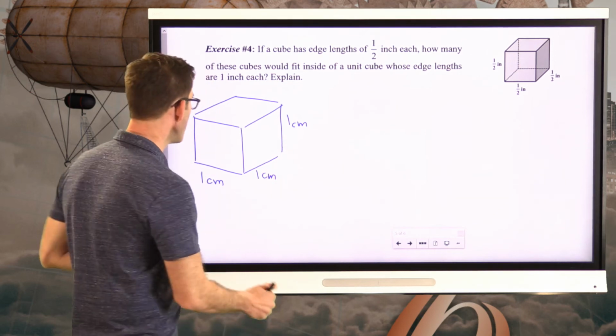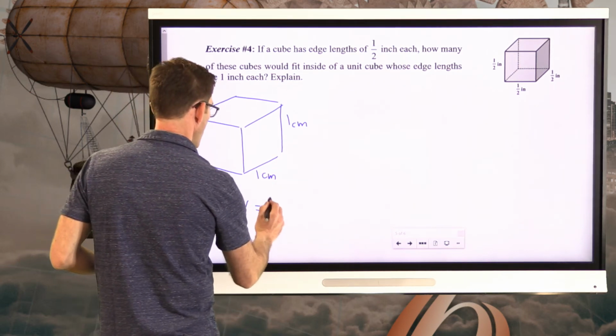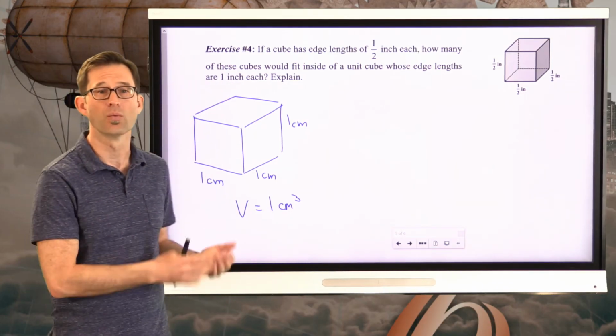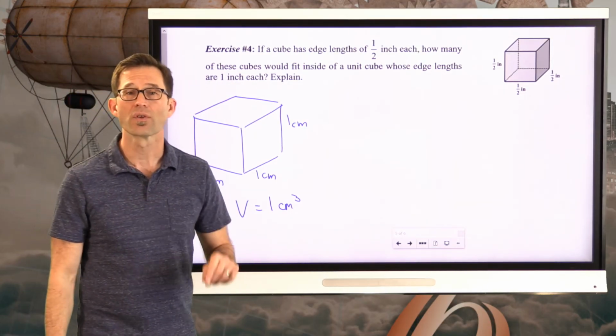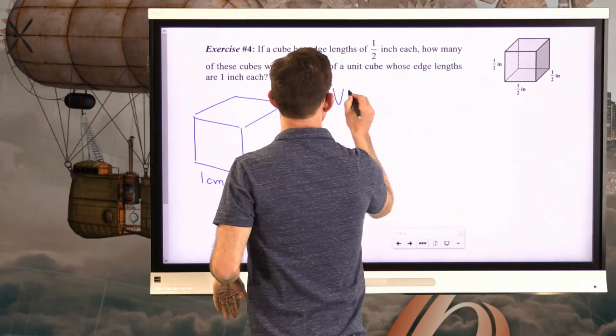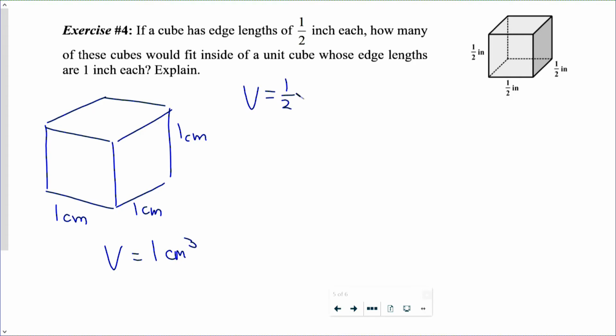Well, this one's simple enough, right? It's got a volume equal to 1 cubic centimeter. I mean, that's literally, by definition, what this thing has. So the question is, what is this volume? Well, this volume can be found, obviously, by doing 1/2 times 1/2 times 1/2.